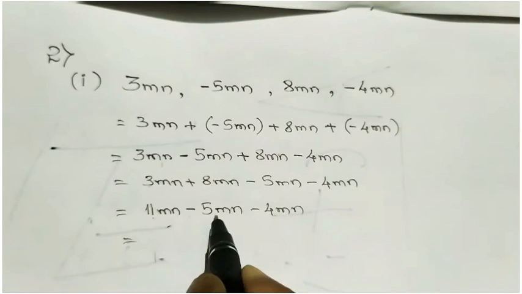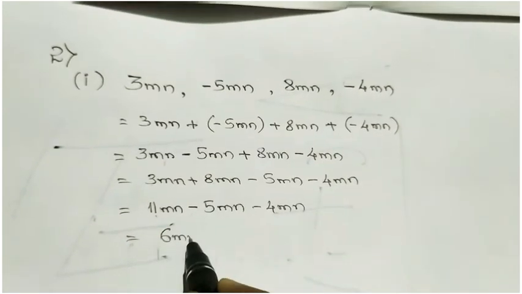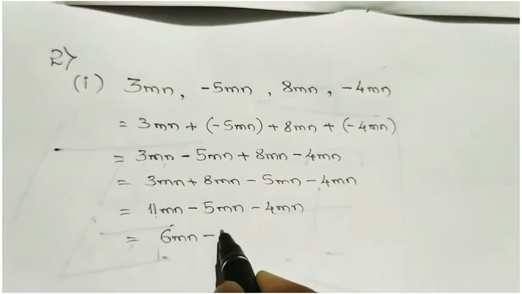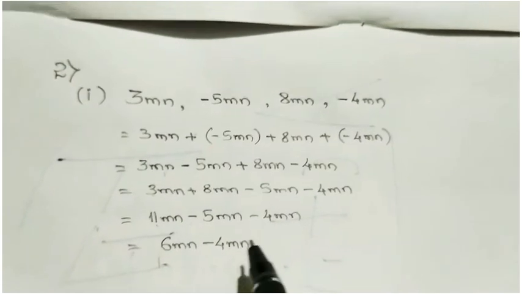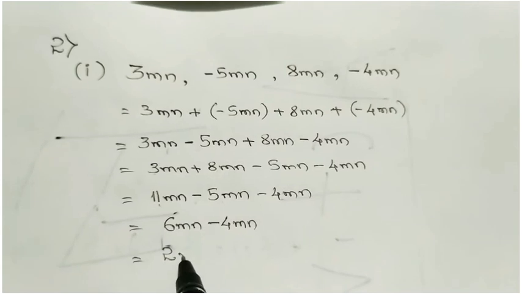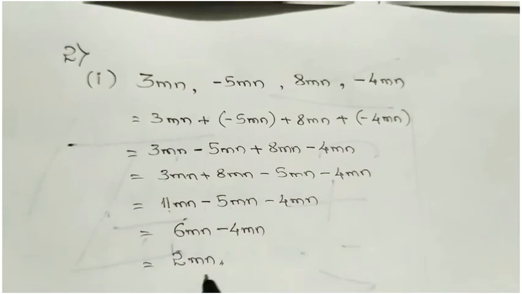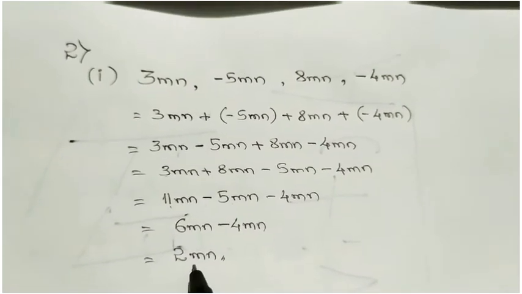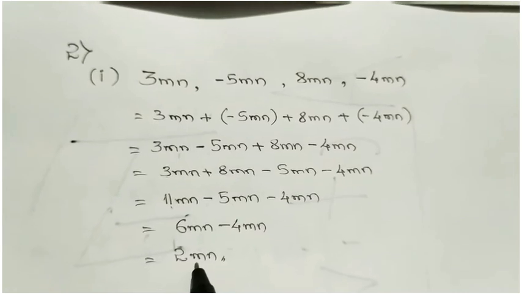Okay, so 3 plus 8, it will be 11mn minus 5mn minus 4mn. Okay, so 11 minus 5, it will be 6mn, at last minus 4mn. 6mn minus 4mn, again here we will get 2mn. Okay, so at the end we got the answer 2mn.